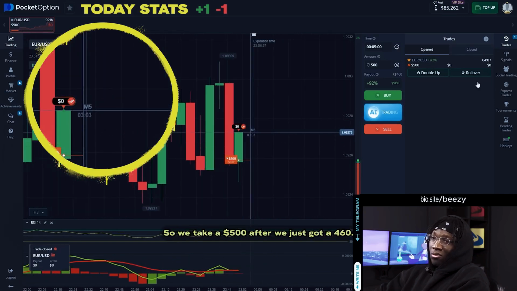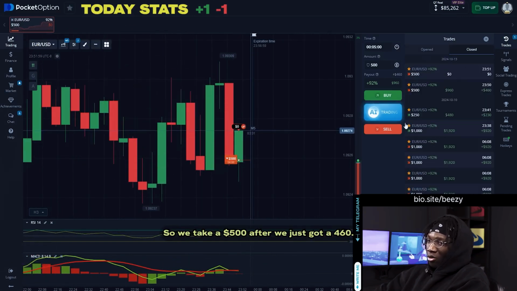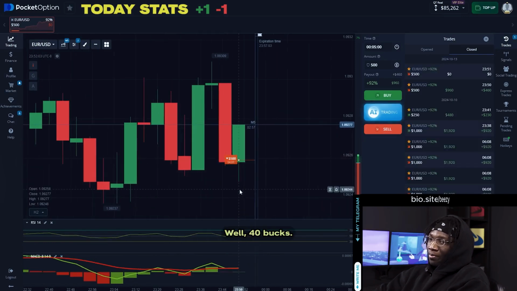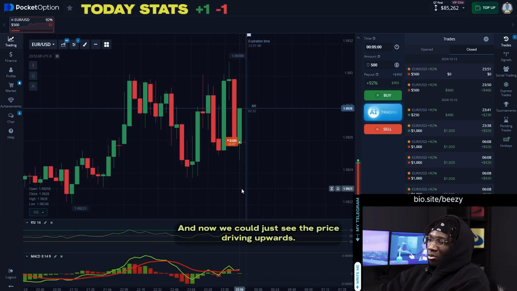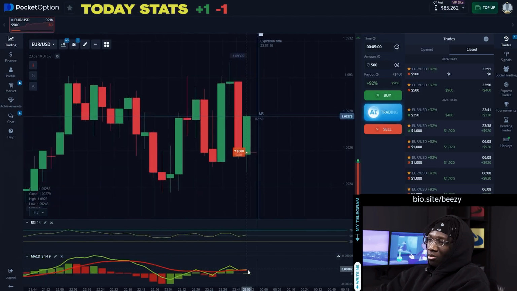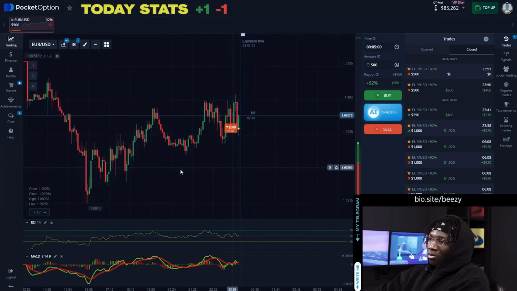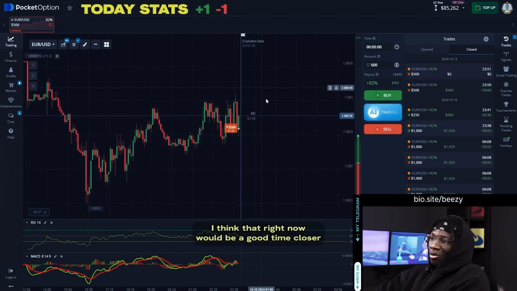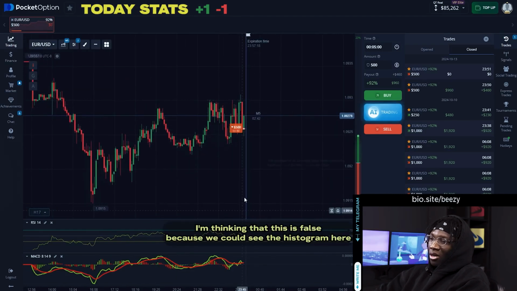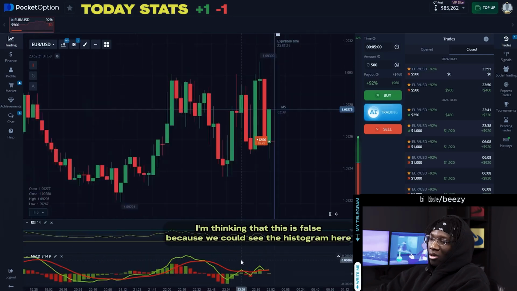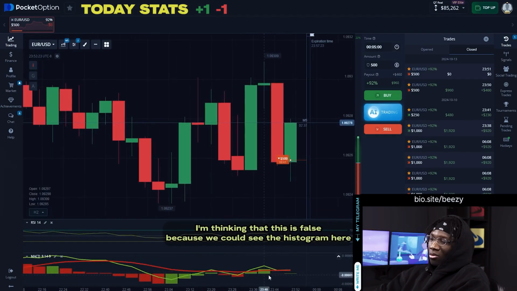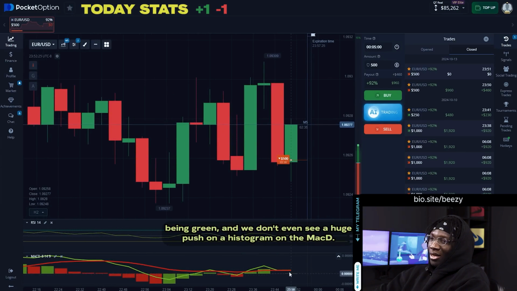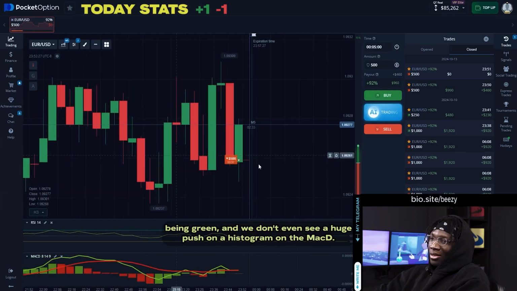So we take a $500 loss after we just got a 460, so we're down what, $40? Pretty much. And now we can see the price driving upwards. I think that right now will be a good time, closer to the end of that time frame. I'm thinking that this is a false, because we can see the histogram here being green, and we don't even see a huge push on the histogram on the MACD.